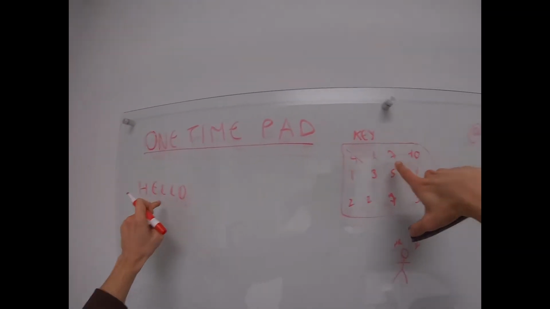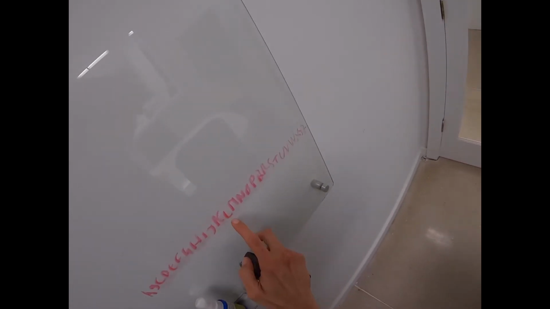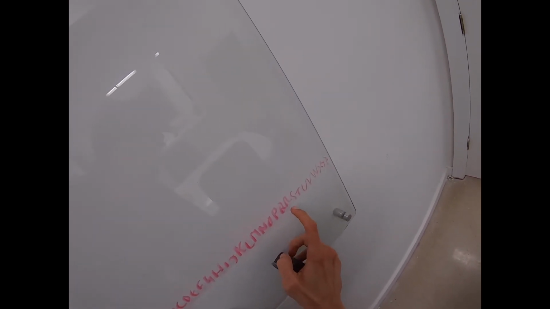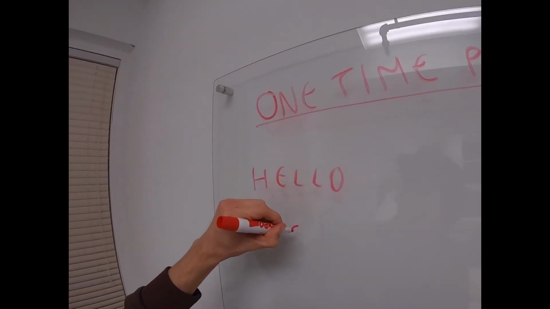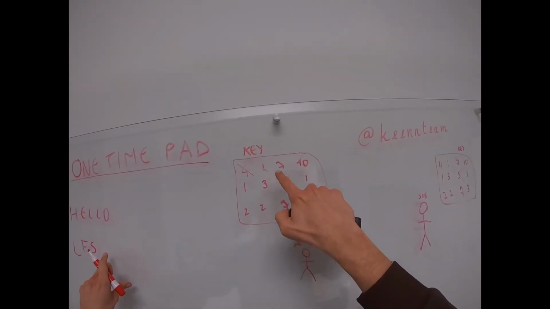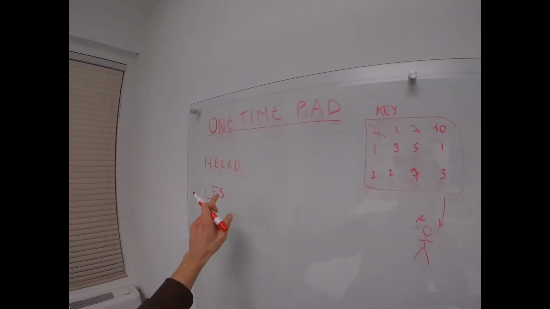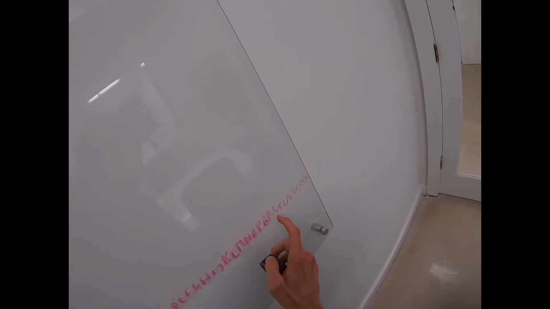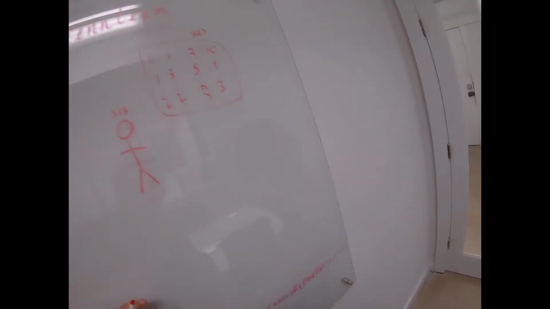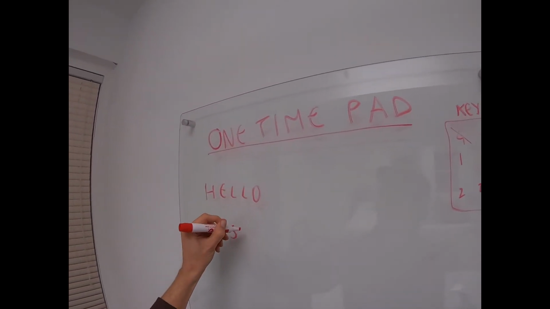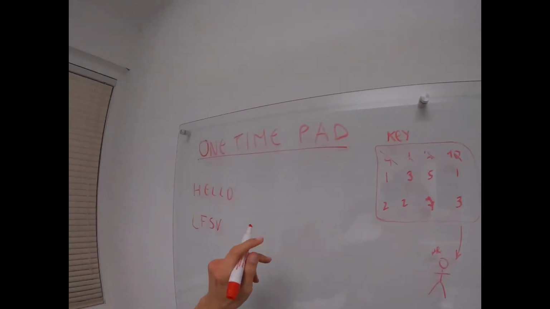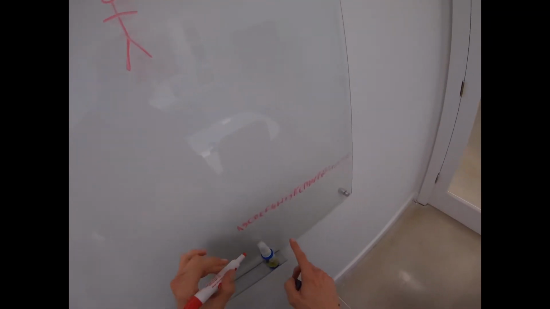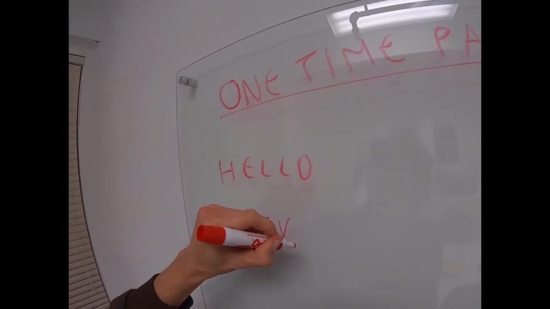Now 7, L is going to be moved 7 times, so 1, 2, 3, 4, 5, 6, 7, S. Okay, and now next is going to be 10, so again L is going to be 1, 2, 3, 4, 5, 6, 7, 8, 9, 10, which is V. Okay, and then 1, O is going to be shifted by 1, so P.